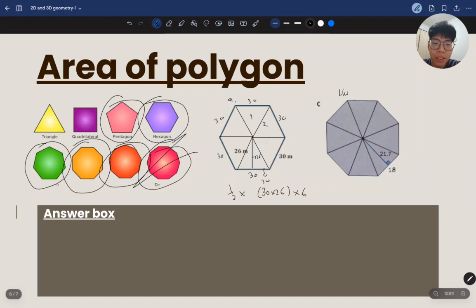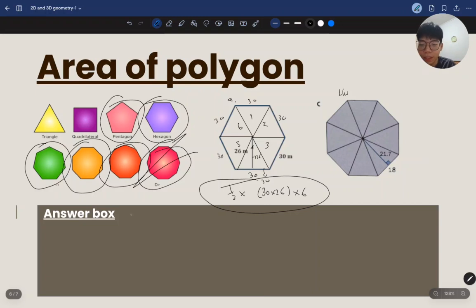these 6 triangles are all equal. All of them are the same triangles. They have the same area, the same side, and the same height. They are all equal triangles. So let's just find one of them and then multiply by 6. To find the area of a triangle, we do 30 as the base times 26 as its height times 1 over 2. And that's how we found this.